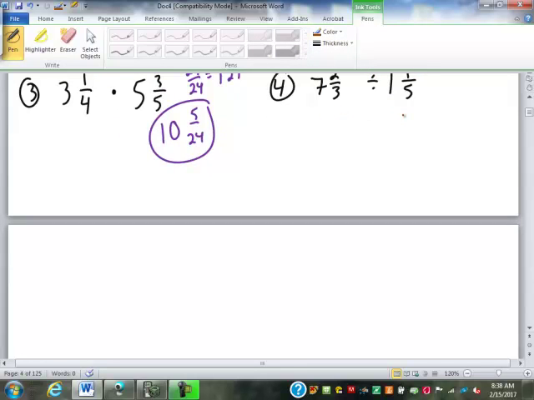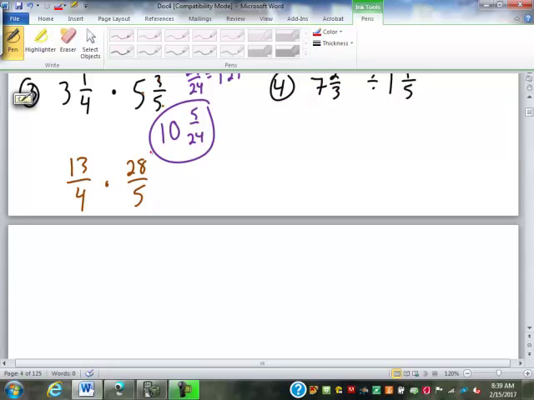Next. 3 1/4 times 5 3/5. 3 times 4 is 12, plus 1 is 13/4. Now remember, we showed you yesterday that you could multiply these out, but it's much easier to turn them into improper fractions. So now 5 times 5 is 25, plus 3 is 28 fifths.